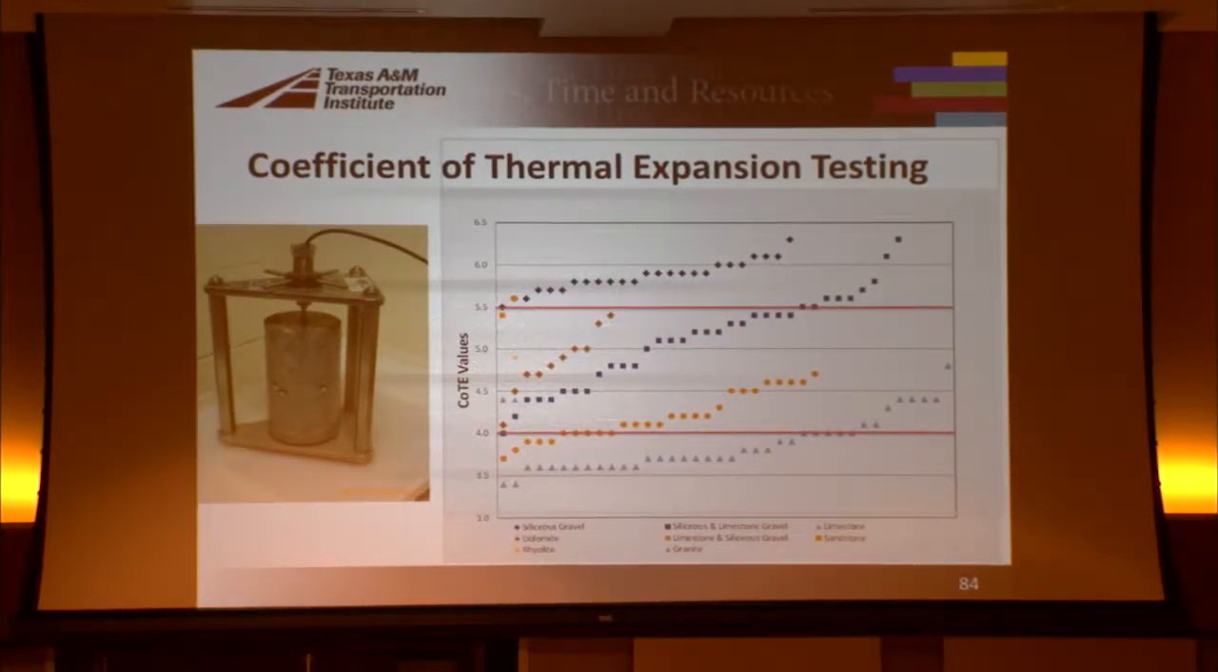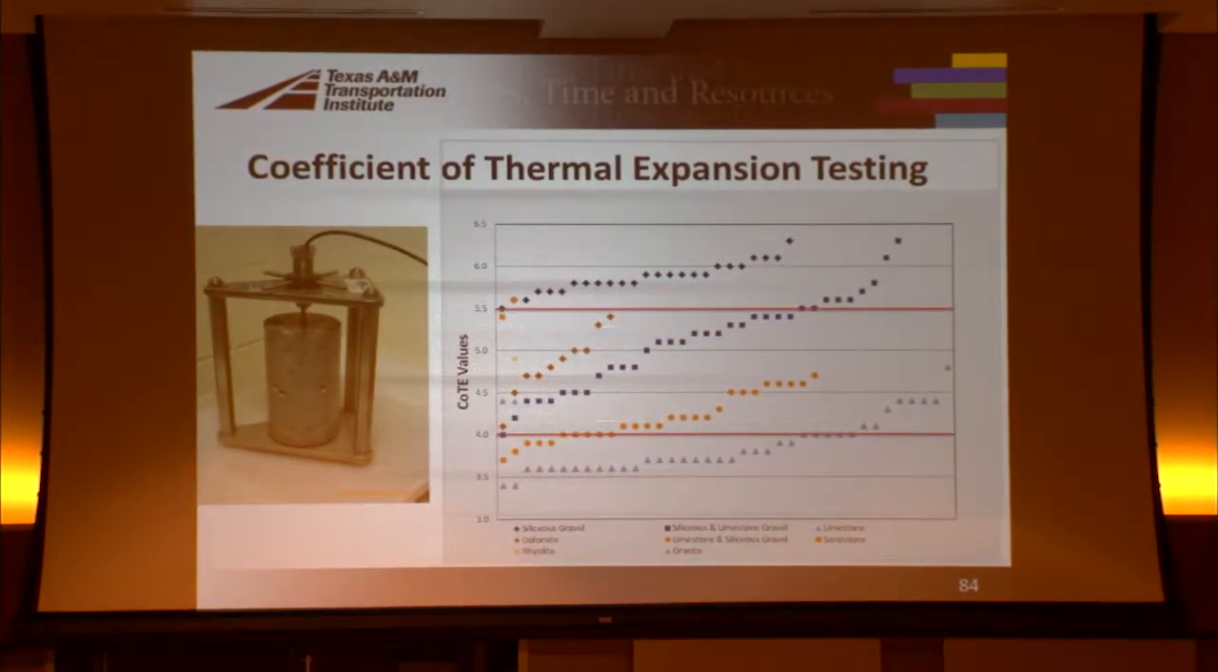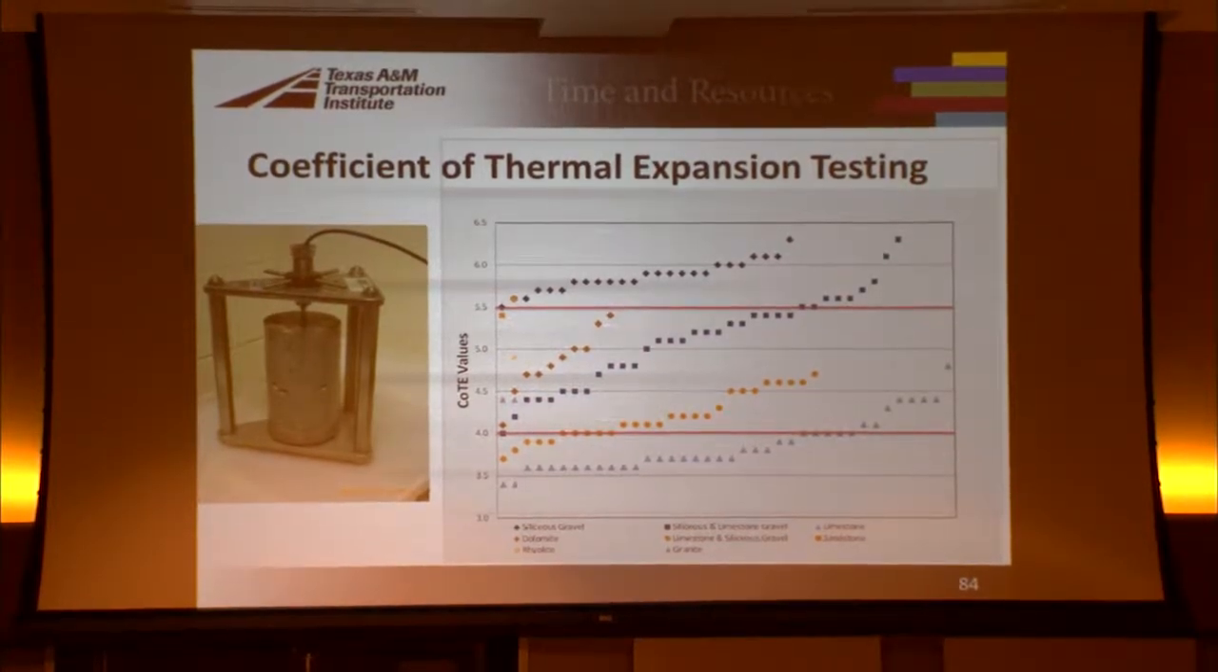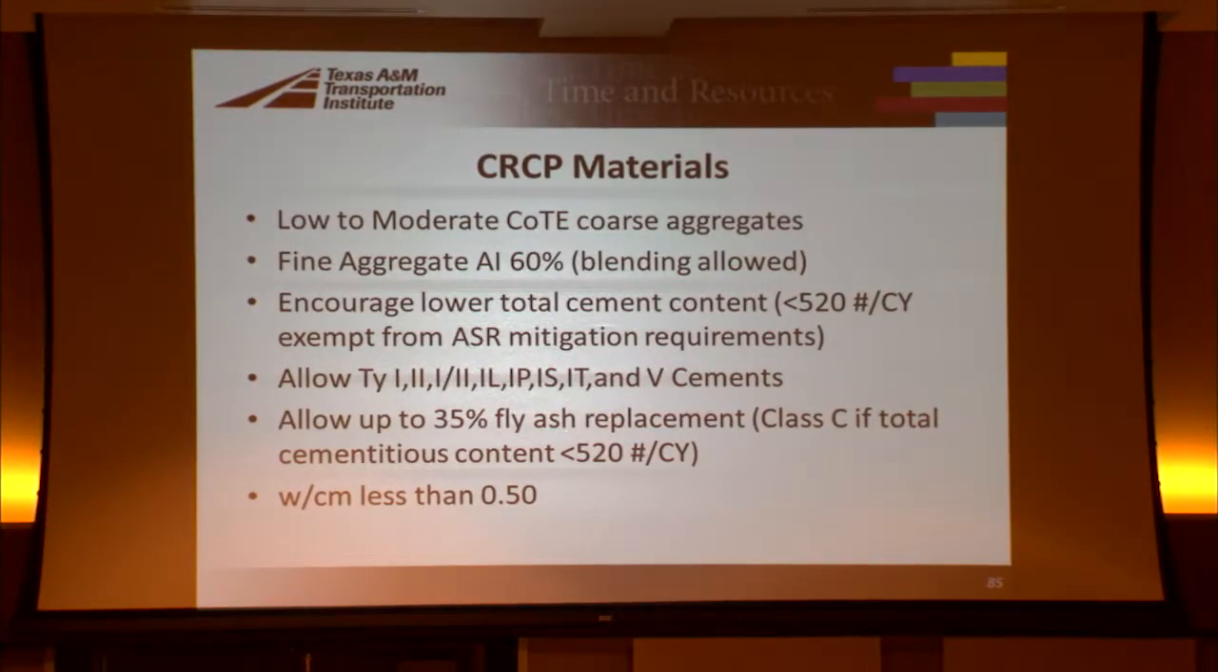The main thing for CRCP, we measure coefficient of thermal expansion, basically looking at how much the concrete expands and contracts due to temperature. Right now for CRCP, it's required that the coefficient of thermal expansion be below 5.5. And we also give credit to using lower steel if the coefficient of thermal expansion is below 4. Now why are we using this as a criterion?